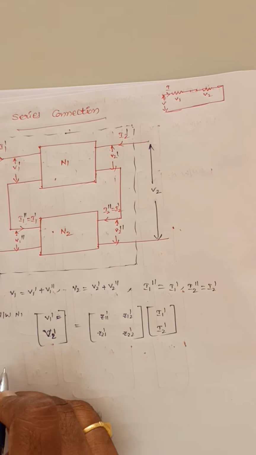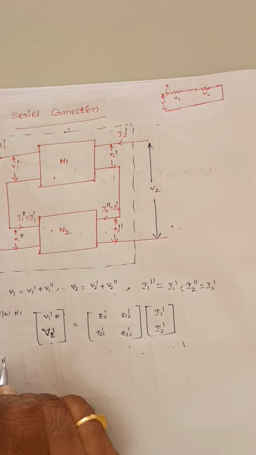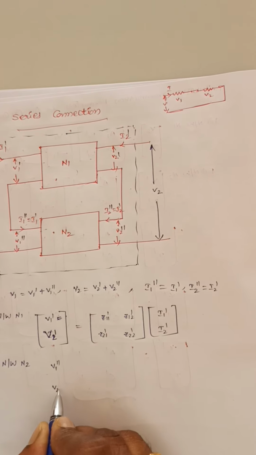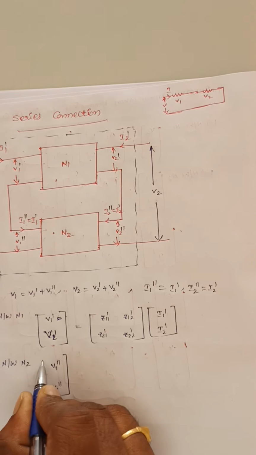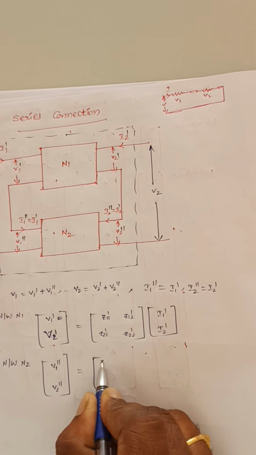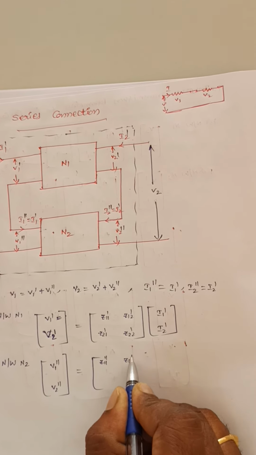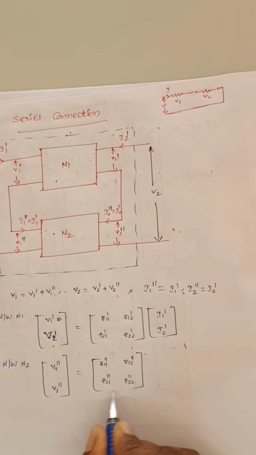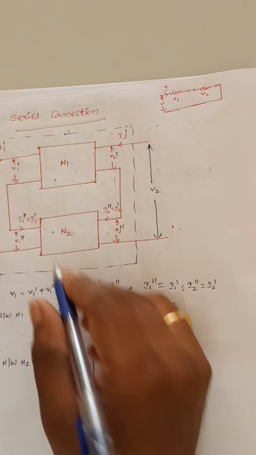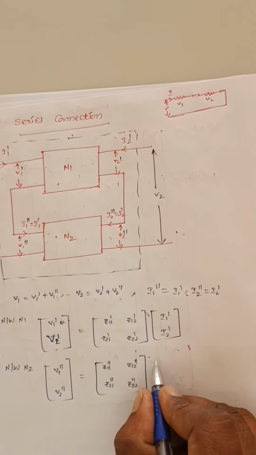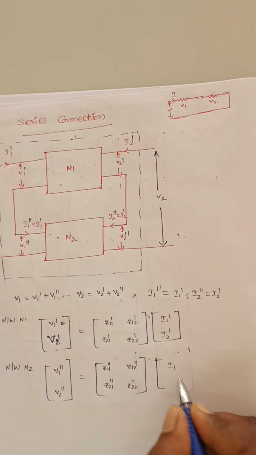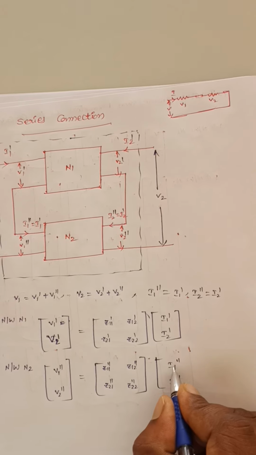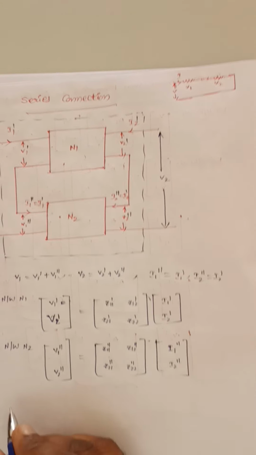Now for network N2, V1 double dash, V2 double dash is equal to the matrix Z11 double dash, Z12 double dash, Z21 double dash, Z22 double dash. These are the Z parameters for this network N2, and these are the Z parameters for this network N1. Now it is I1 double dash, I2 double dash: input current, output current.